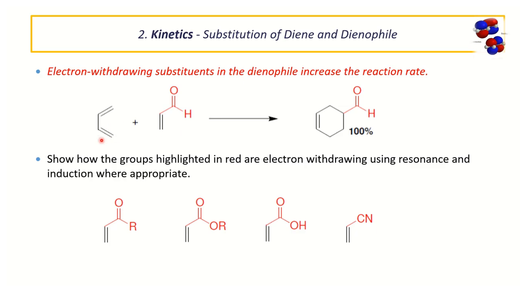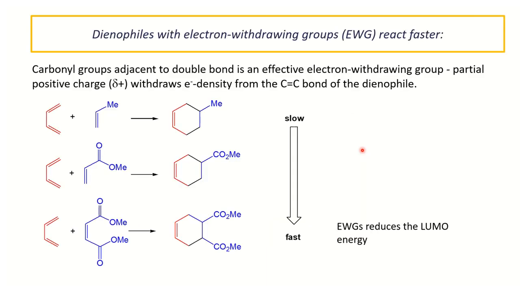In fact, you get full conversion here. You can see in this case here we have electron withdrawing groups here and here. But here we have an electron donating group. And so this reaction is very slow. On the other hand, we have 2 electron withdrawing groups, and so this reaction is very fast.